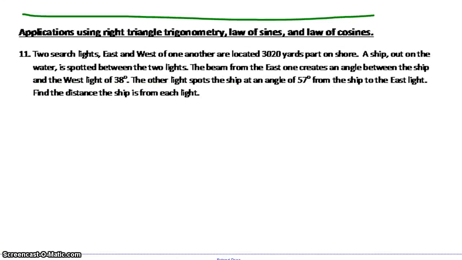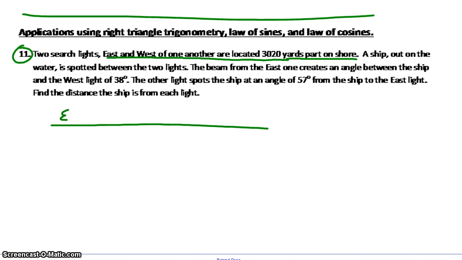And now we're going to go ahead and look at some applications. In this application, I'm not going to tell you what kind of triangle it is. We're going to figure this out from our drawing. And usually it is best to draw a picture. It says 2 searchlights, east and west of one another, are located 3,020 yards apart on shore. So I've got a shoreline, and I've got an east searchlight, I'll call E, and we have one that's on the west shoreline, and it looks like there's a distance of 3,020 yards that separate the two.